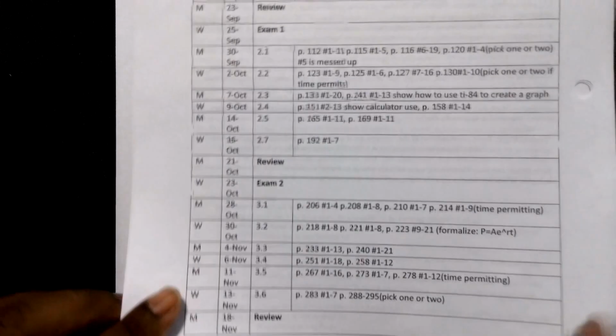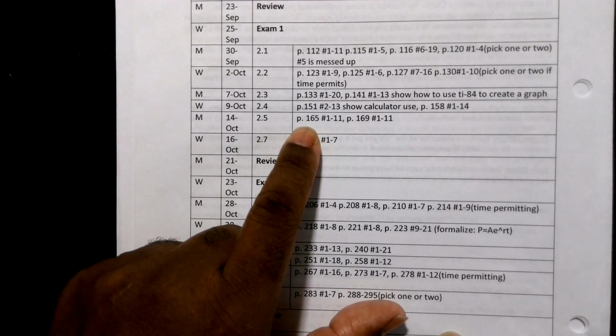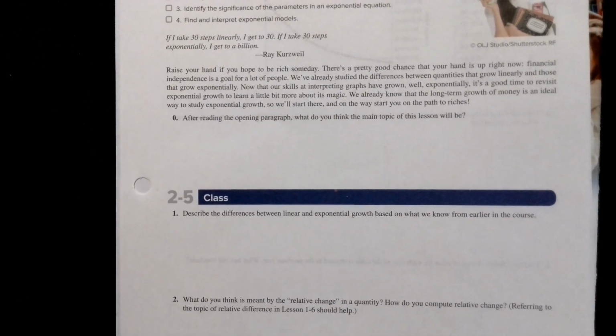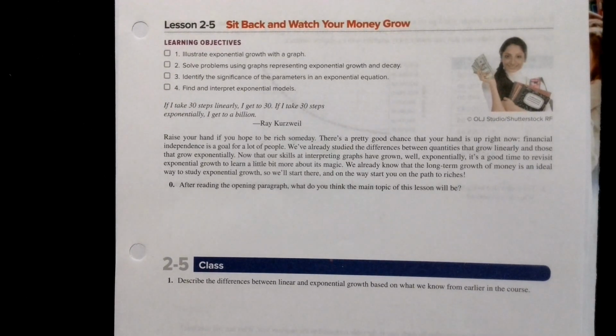Okay, class, we're about to start section 2.5, and as we see in our syllabus, we're to do page 165 and page 169. Now, 2.5, on page 165, we have lesson 2.5, sit back and watch your money grow. Our learning objectives would be to illustrate exponential growth with a graph, solve problems using graphs representing exponential growth and decay, identify the significance of the parameters in the exponential equation, and find and interpret exponential models.